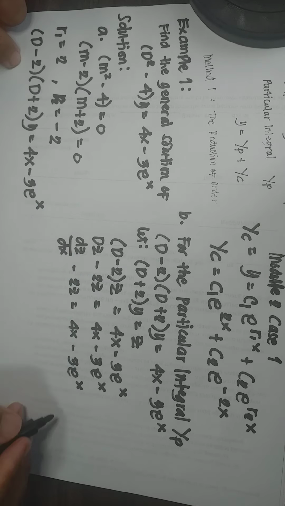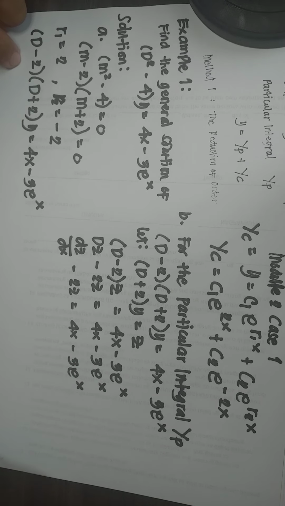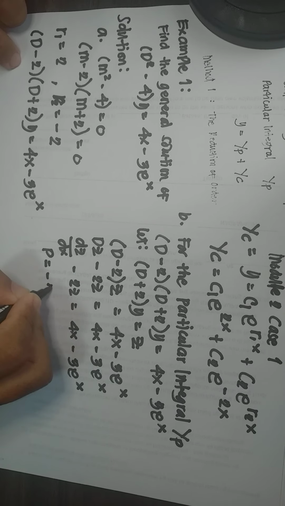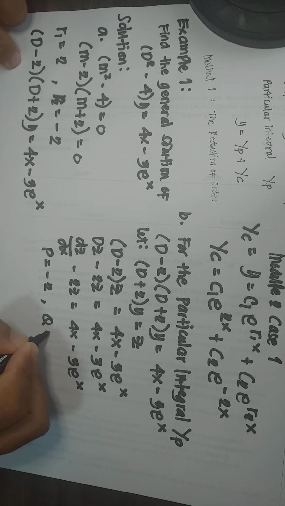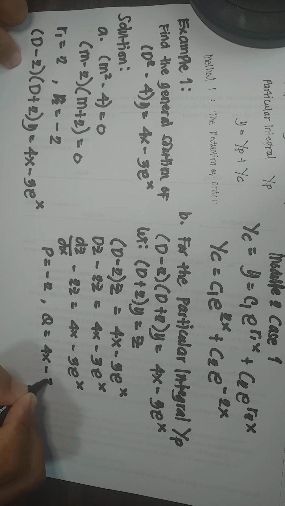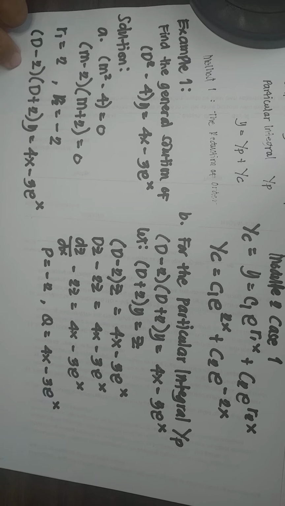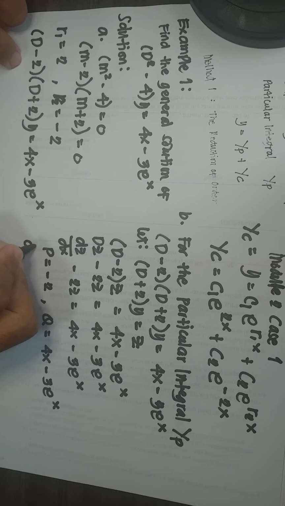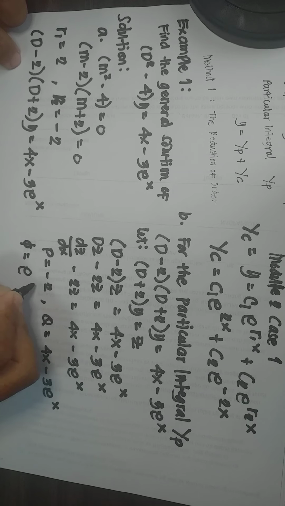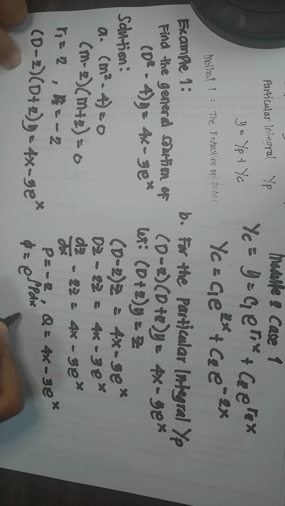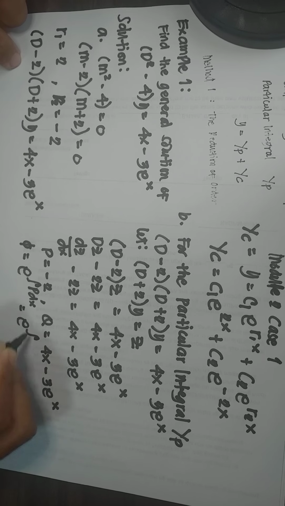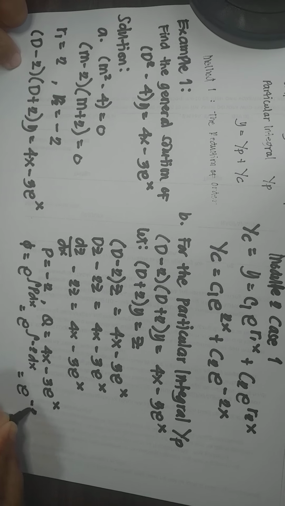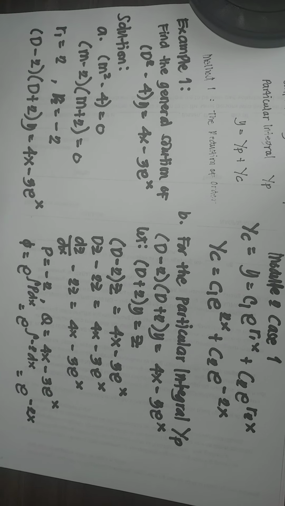This equation now is in the form of a first-order linear equation. So we have to determine the value of p. In here, your p is negative 2. Your q is equal to 4x minus 3e to the x. And your integrating factor phi is equal to e to the integral of p dx, which is equal to e to the integral of negative 2 dx, or simply e to the negative 2x. That is the integrating factor phi.